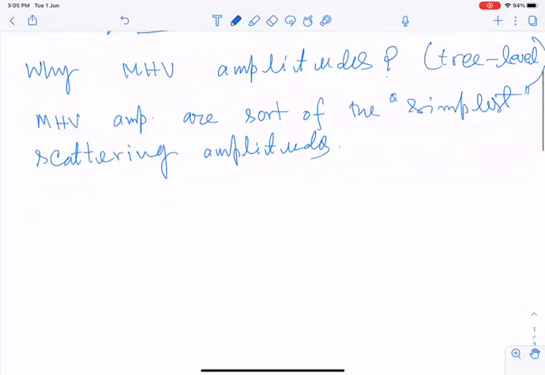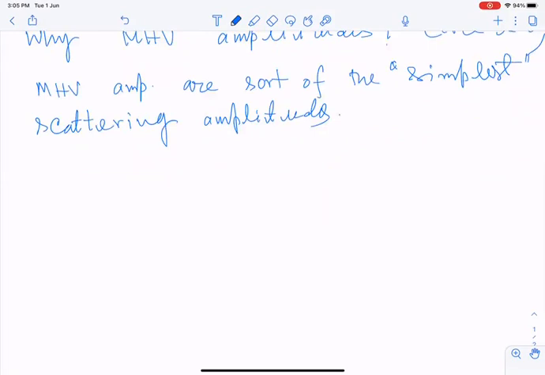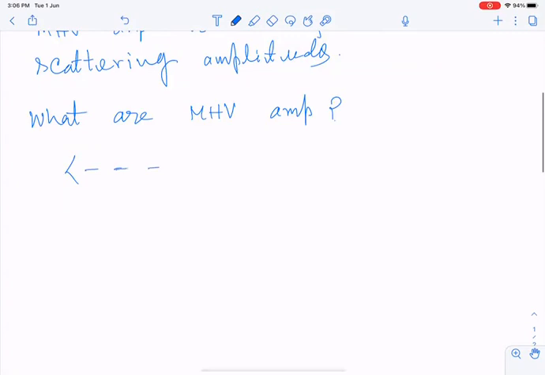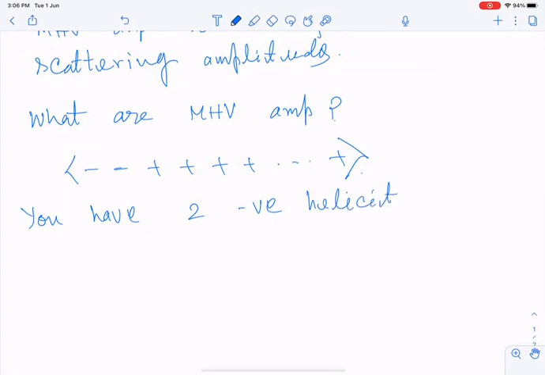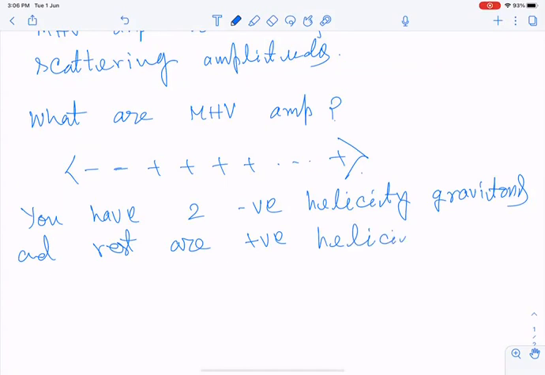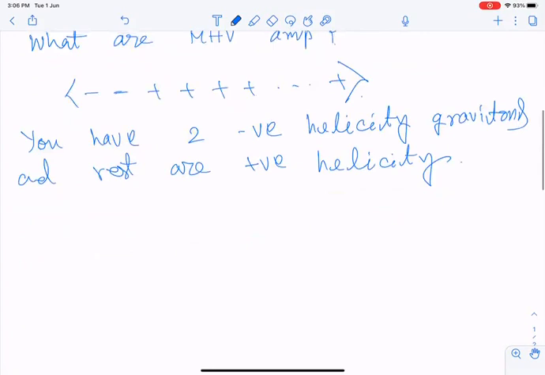This is a very qualitative description, so let me start with what MHV amplitudes are. These are amplitudes of the form minus minus plus plus, all plus. Basically, you have two negative helicity gravitons and the rest are positive helicity. These are called MHV amplitudes.